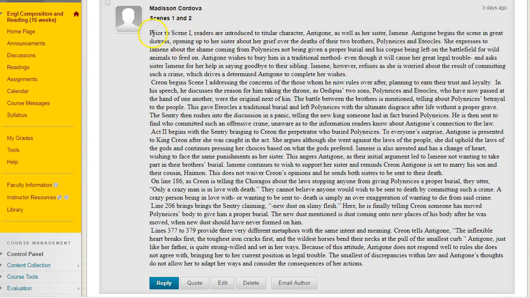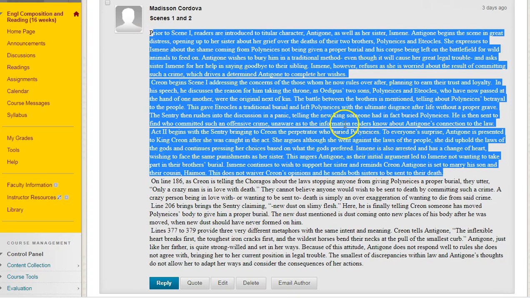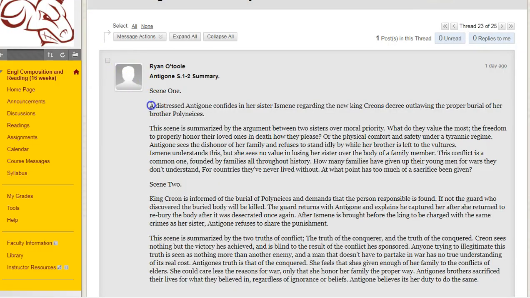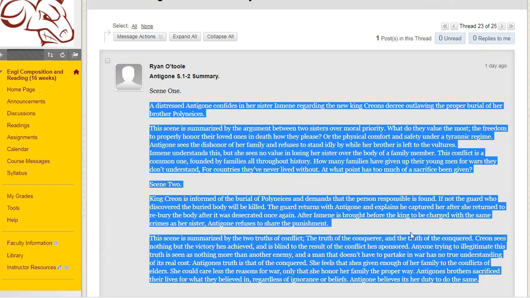So you look at what Madison's done here, and that's a good, thorough summary. Same thing with Ryan. Ryan did it too, and he broke it down scene 1, scene 2, and it's a good, thorough summary. Remember what the summary is. What you're doing is putting together, and it's going to be semester long, what you want to have by the end of the semester: 20 pages of summaries and some kind of response to what we're doing. That's what Ryan and Madison are going to come up with.